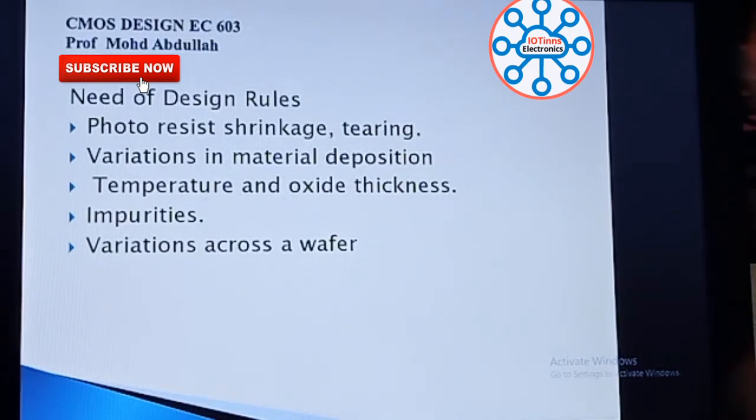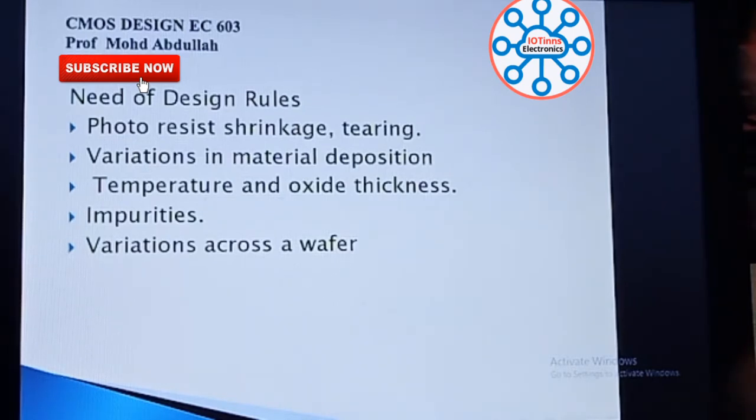Then the second factor can be the variation in the material deposition. Material deposition means that if you are going to deposit the N-type material or the P-type material, that is called material deposition. Even if you want to take out the interconnect in the form of aluminum metallization, or where you have to do the wiring section, we need a specified defined area for designing of the metallic contacts. Now the temperature and oxide thickness can be other factors.